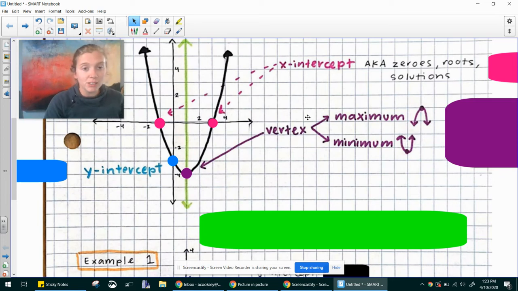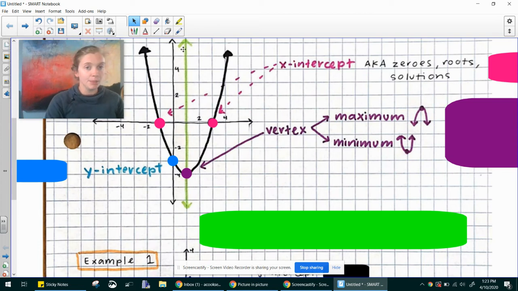The final part of a quadratic that we need to be able to identify is this green line right here. This line is called the axis of symmetry. If you notice, it goes straight through this parabola, making it so that both sides of the parabola are even. That is what we mean by symmetry. It's a line that divides the parabola perfectly in half.